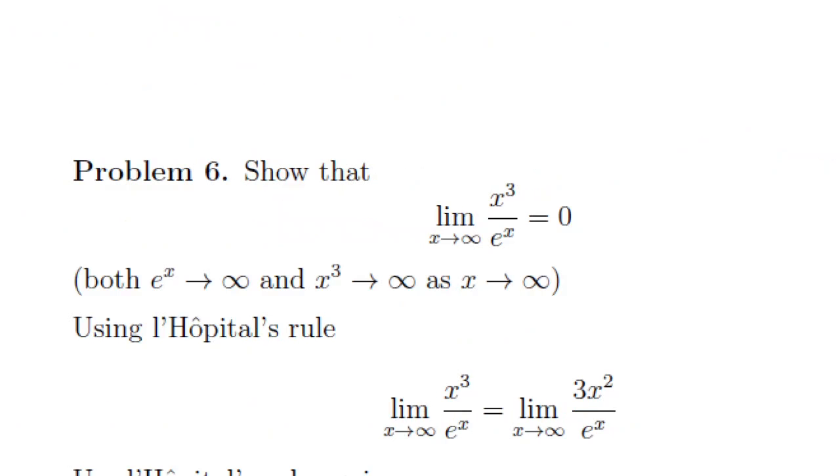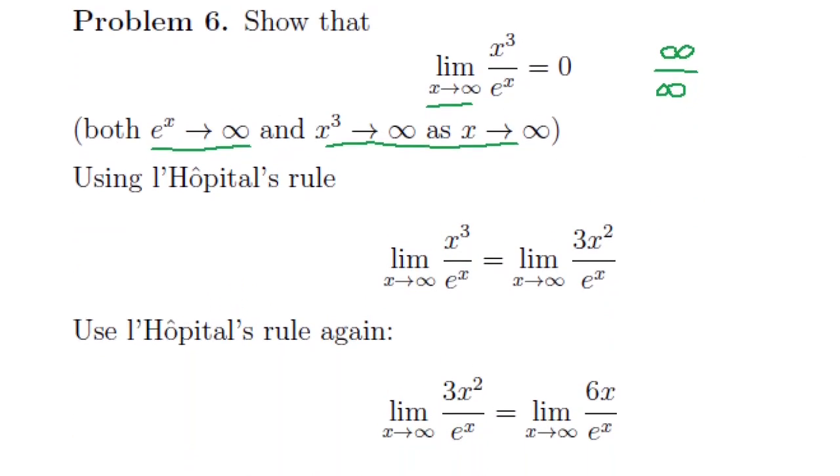In problem 6, we are looking for the limit as x goes to infinity of the fraction, or ratio, or quotient, x cubed divided by e to the x. We want to show that that limit is 0. The quotient is an infinity over infinity expression simply because x cubed goes to infinity as x goes to infinity, and e to the x, that's of course the same thing. So we can apply L'Hopital's rule.